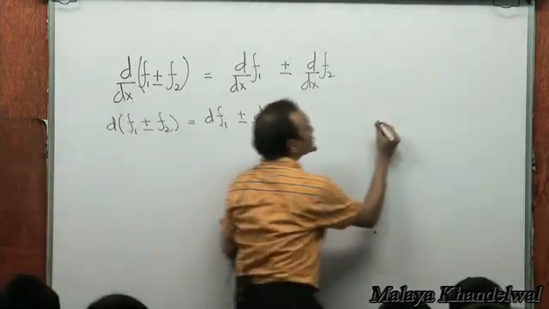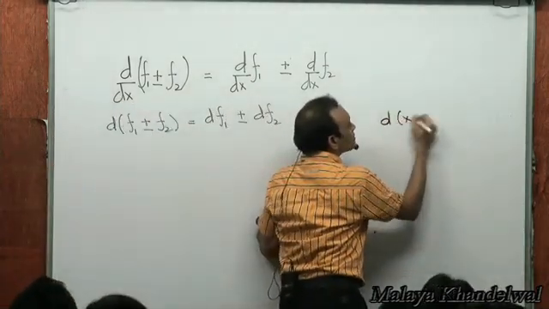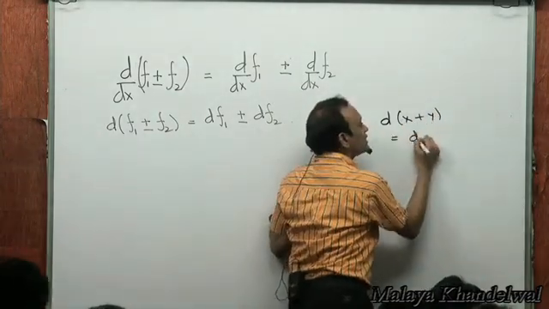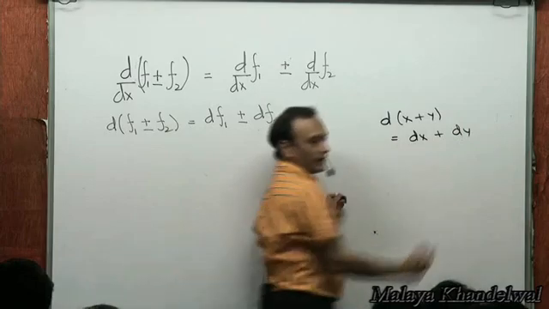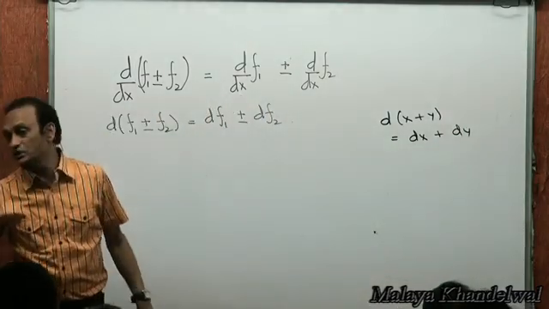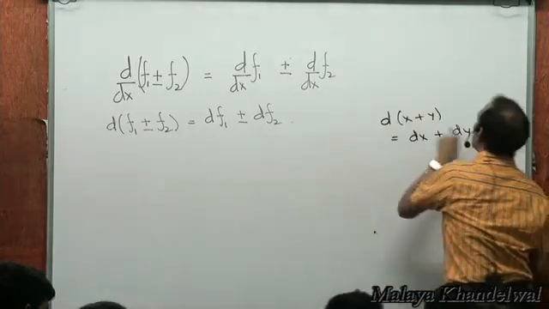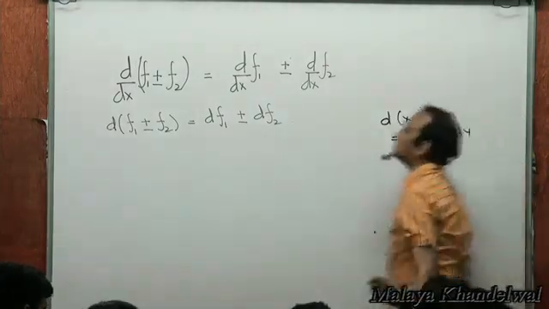Say if I had d of (x + y), the change in x + y is going to be the change in x plus the change in y. That's how you want to understand this. d of x plus d of y. This is f1, this is f2. df1 plus df2, for example. Clear?